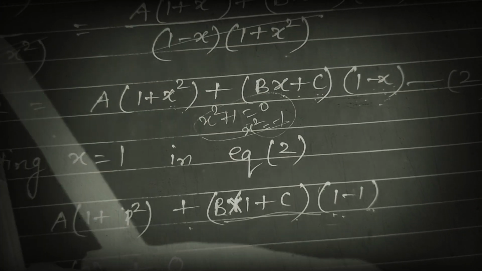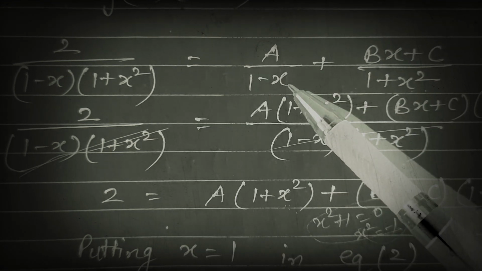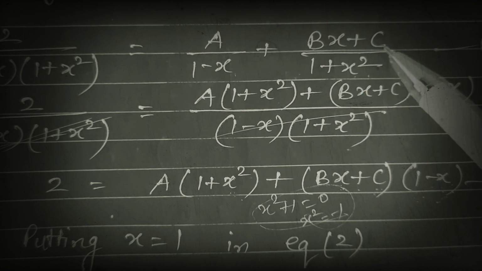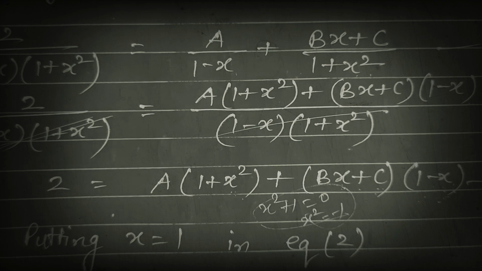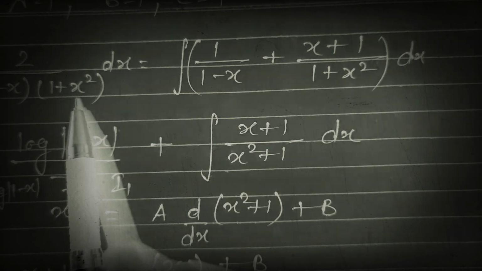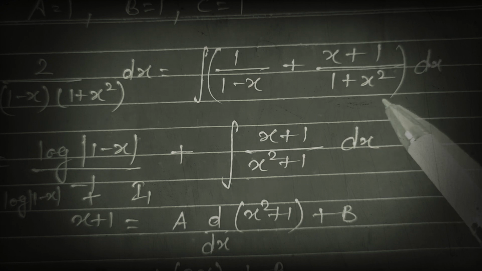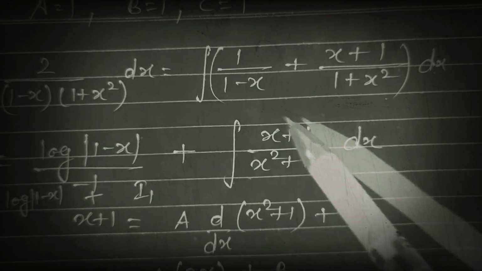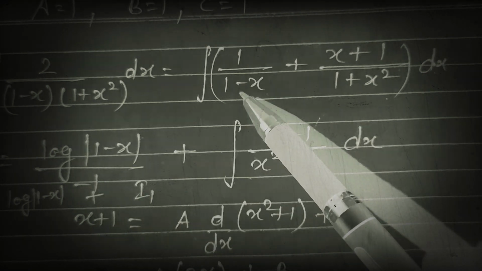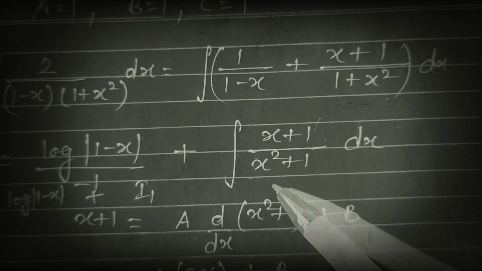Then we will get 2 upon (1 minus x) into (1 plus x square) is 1 upon (1 minus x) plus (1 into x plus 1) upon (1 plus x square). Now the equation, 2 upon (1 minus x)(1 plus x square) dx, we can write as 1 upon (1 minus x) plus (x plus 1) upon (1 plus x square) dx. So we will take integration of these. 1 upon (1 minus x) integration is log of (1 minus x), and x coefficient is -1, so we will divide by -1, plus (x plus 1) upon (x square plus 1).